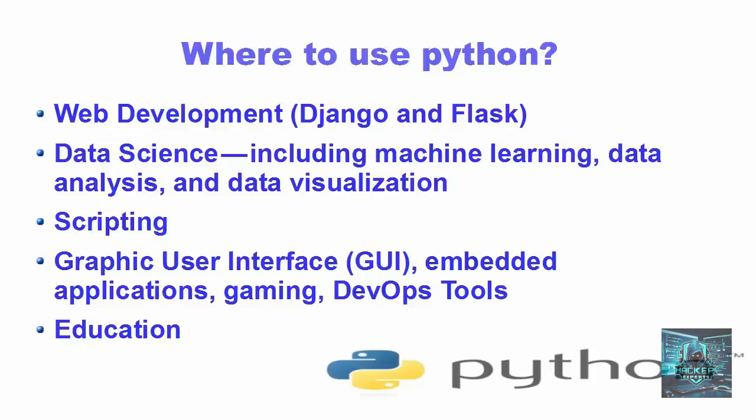Now as I said, Python is used as a scripting language. That means if you are doing prototyping, it's really efficient to use Python. Python is also used in the development of graphical user interfaces, embedded applications, gaming, and DevOps tools. And at last, as I said, because Python is really easy to learn, it's used for educational purposes as the first programming language for teaching programming.